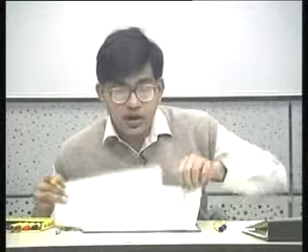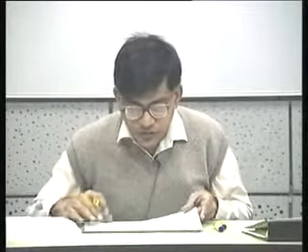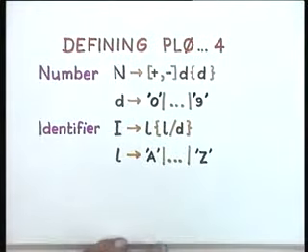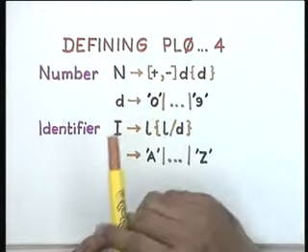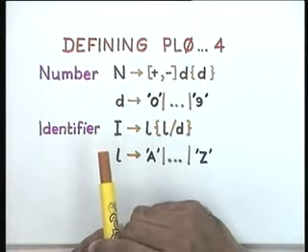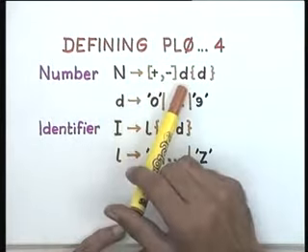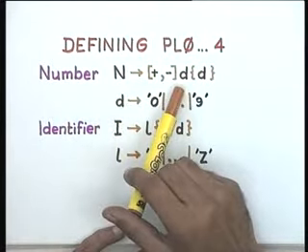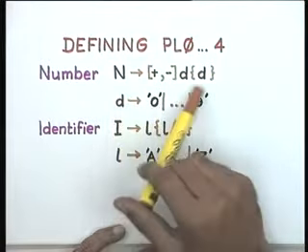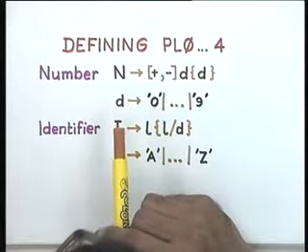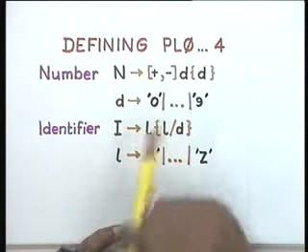So lastly, let's come to the last part, which is the definition of a number. So a number is either a signed or an unsigned integer. This is an optional clause, and the definition is that it should have a digit followed by more digits. And a digit, of course, is defined as a character 0 to 9.